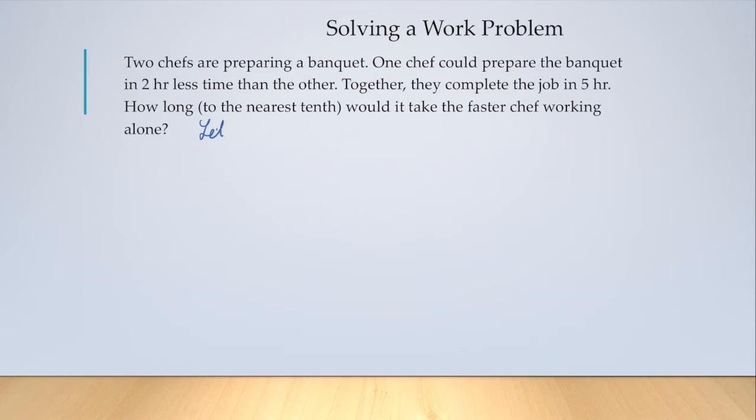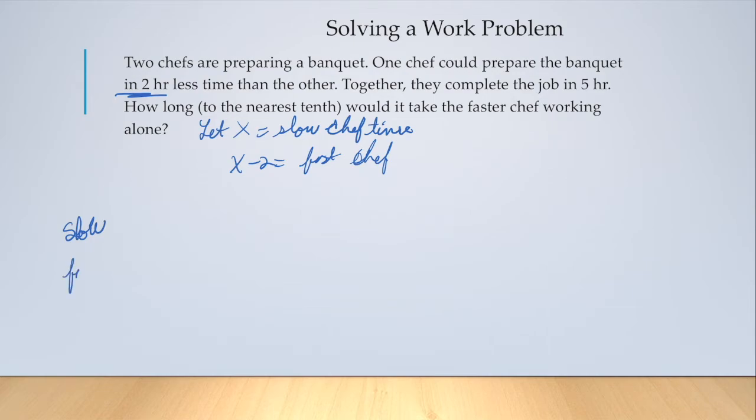So let's let x be the time of the slow chef, because we know that the fast chef could get it done in 2 hours less. So then we've got our x minus 2 is our fast chef. And they're trying to complete one job. So we've got our slow chef and our fast chef.